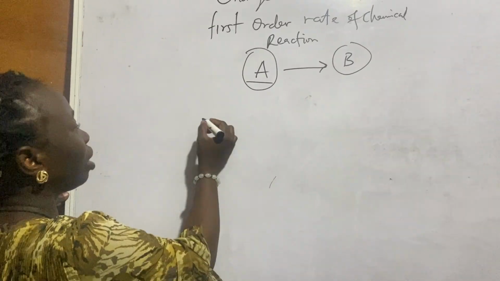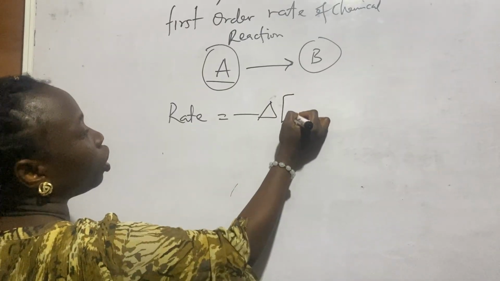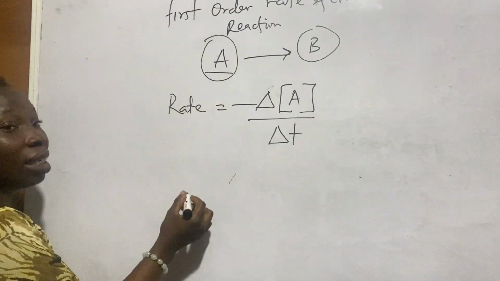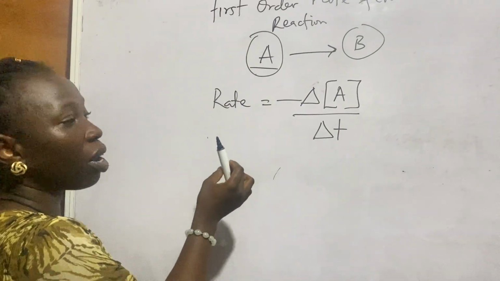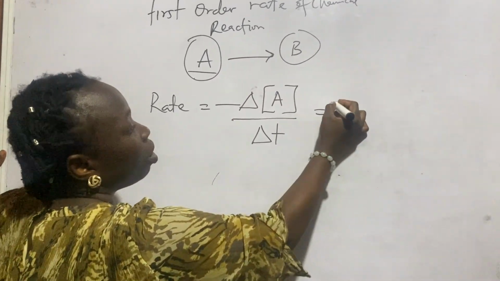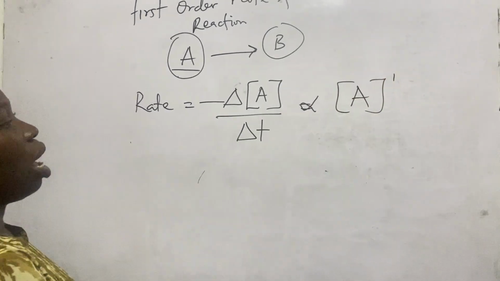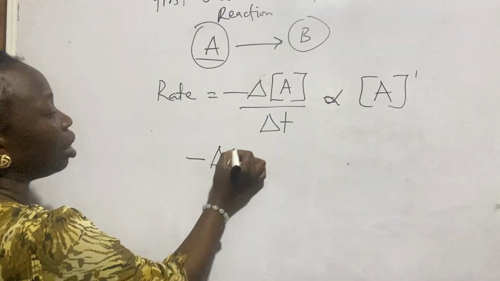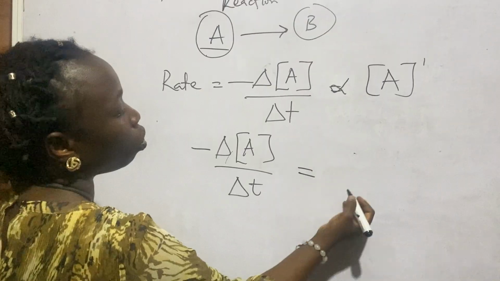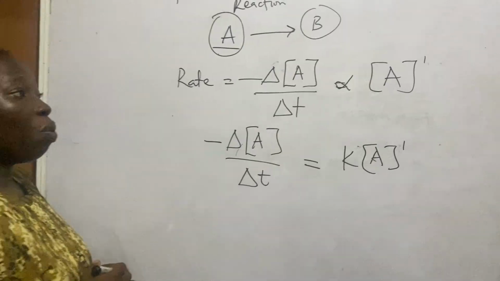Meaning that we can now say the rate will be equal to change in the concentration of A all over change in time. Remember, A is the reactant and we know that rate of disappearance of reactant, so it will be minus, will be equal to what? Will be directly proportional to what? The single reactant, which is A. And in removing the proportionality, it becomes change in A over change in T equals K change in A raised to power 1. Why is it raised to power 1?